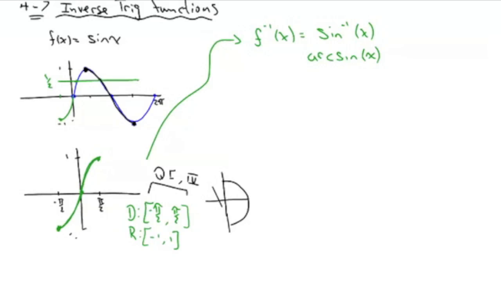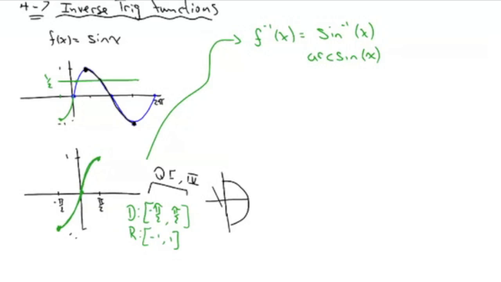Wait, question, why the fourth and first quadrants? Yeah, because when I restricted my domain... Okay, ready? If you're at angle 0 and you go this direction, you're going from 0 to pi over 2. So that's first quadrant. If you go backwards, you're going 0 to negative pi over 2. Boom. That's fourth quadrant.